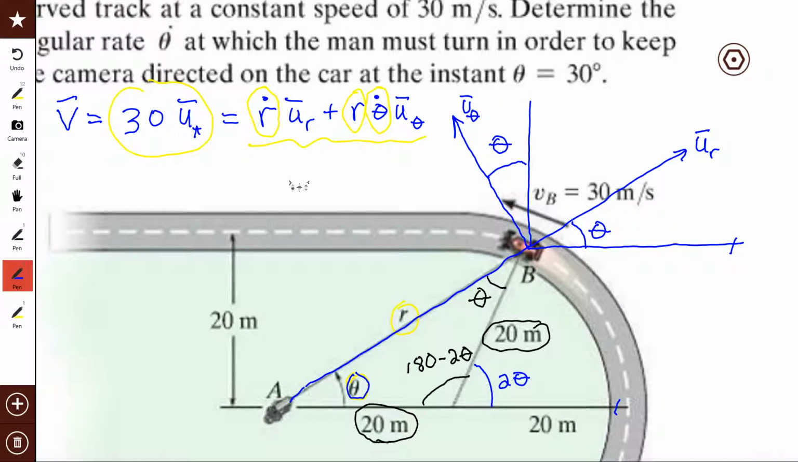Now, I need to find the tangent and the normal. This point right here, let's do this in yellow, is the origin of the path that the car is on. So that's the center of the curve. So this direction is inward, and that's going to be my u_n direction. And perpendicular, or tangent, to the curve is going to be this way, and that's going to be the u_t.